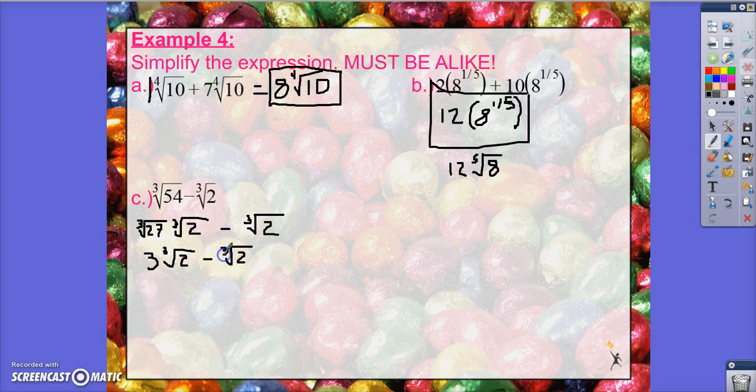Now what number is in front of this again here? 1. Remember, when there's no number, it's understood to be a 1. 3 minus 1 is 2. And then attach the cube root of 2. So by using the product property and simplifying cube root of 54, I now have a common root and like terms that I could subtract.